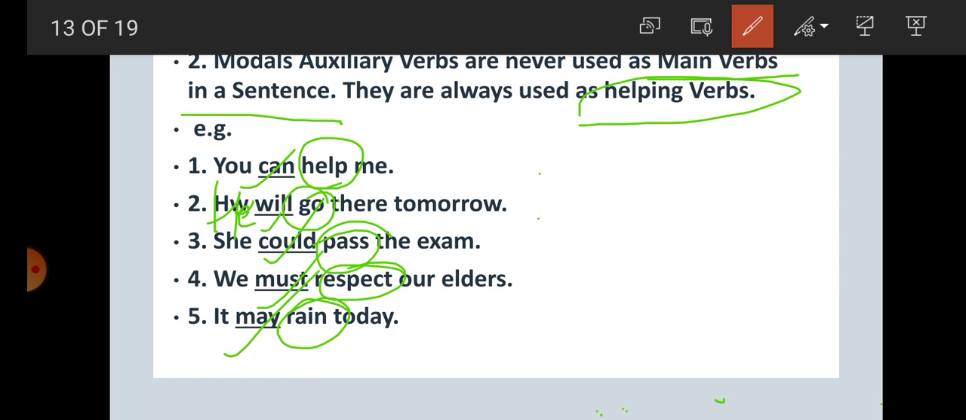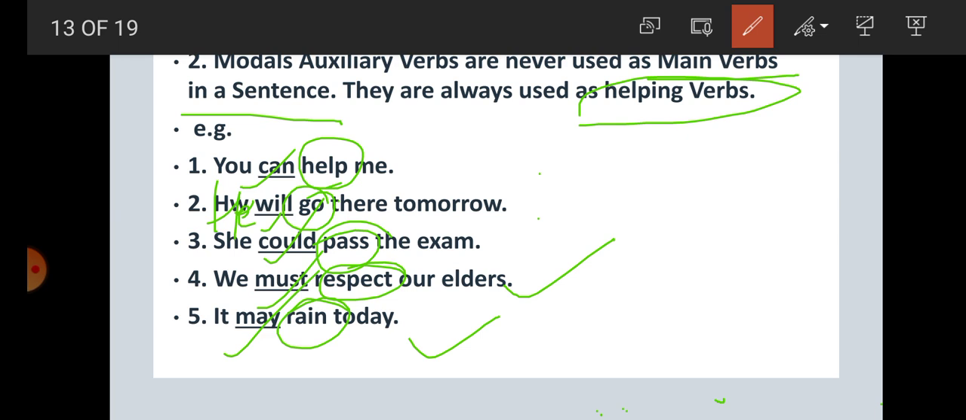So it is clear, student, that modal auxiliary verbs are never used as main verbs. They are always used as helping verbs in a sentence and they always help a main verb. In the first sentence, what is the main verb? Help. Second sentence, go. Third sentence, pass. Fourth sentence, respect. And fifth sentence, rain.